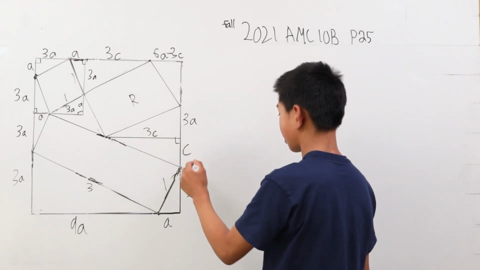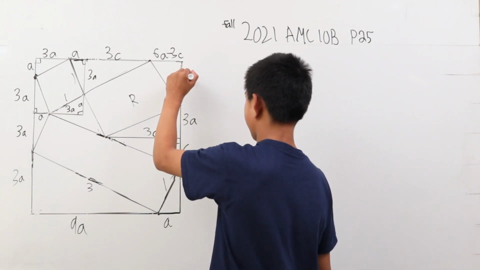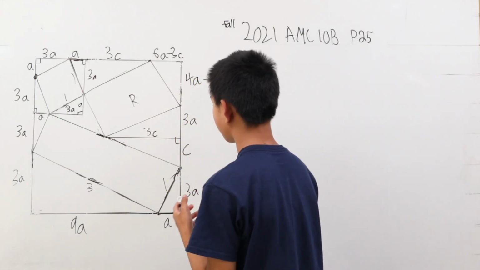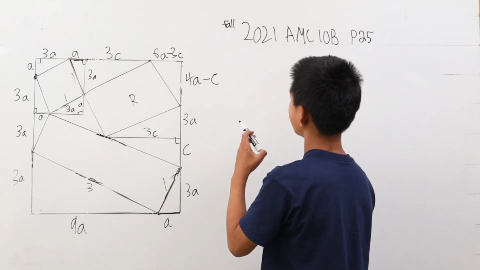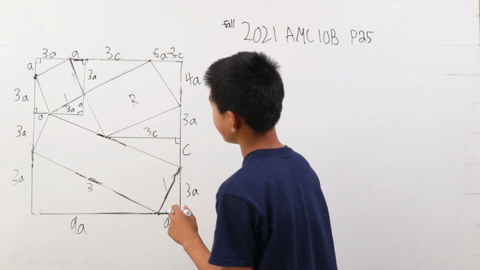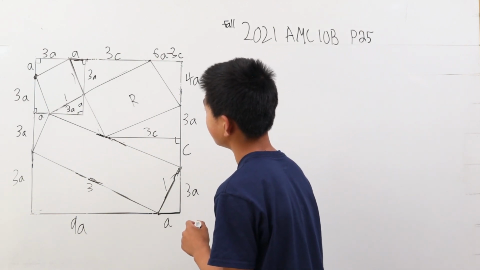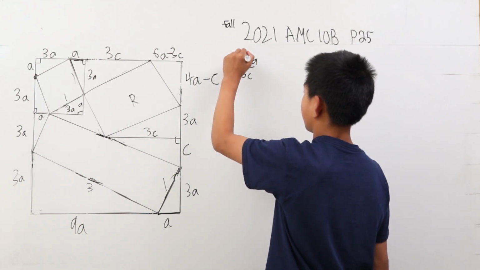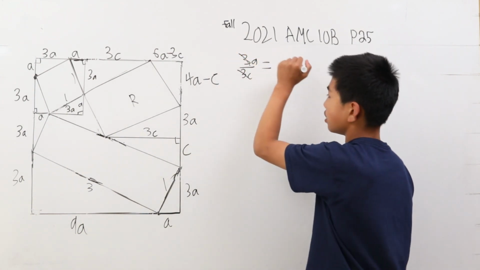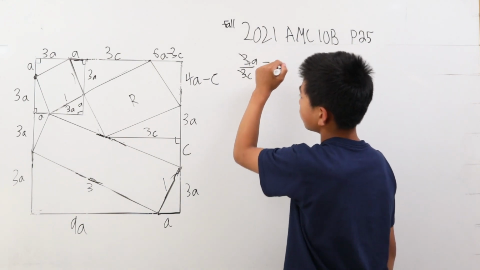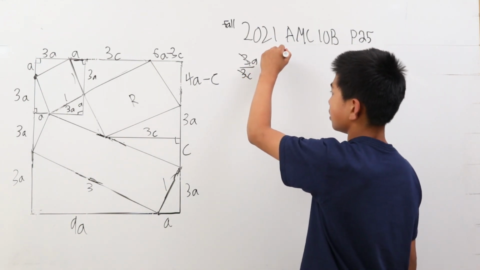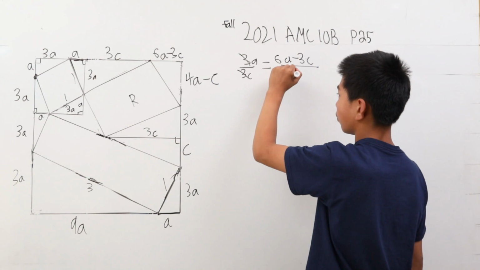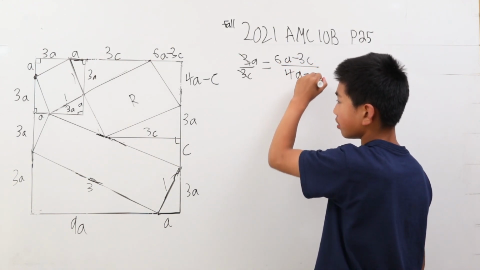We can do the same thing here. This is 6a, we want a 4a, so we get 4a minus c. Now we want to solve for something here, preferably c. We can do that by setting up an equivalent ratio. 3a over 3c, the 3's cancel out. This is going to be 6a minus 3c over 4a minus c.